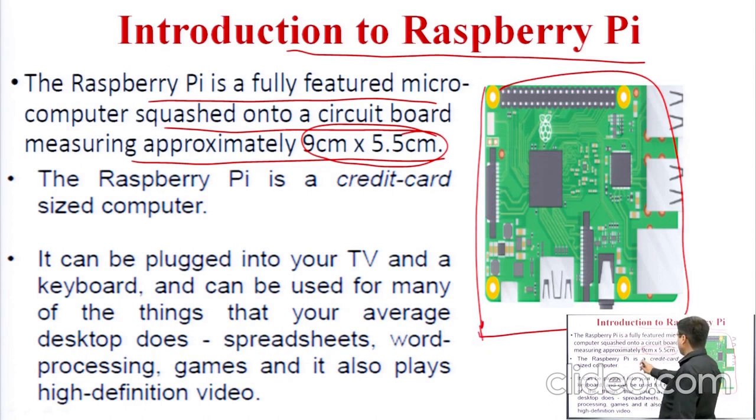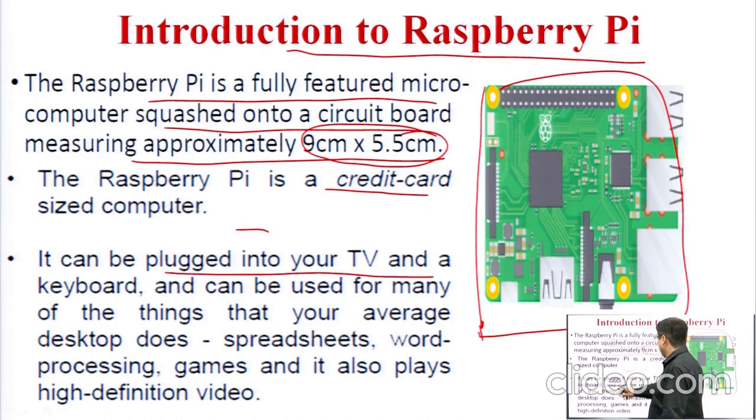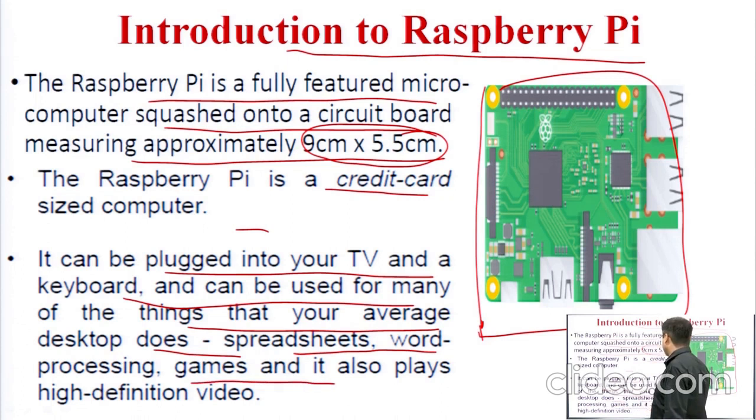So, Raspberry Pi is a credit card size computer. It is very small in size, and it can be used in a variety of applications. It can be plugged into your TV and a keyboard, and can be used for many of the things that your average desktop does. Okay, spreadsheets, word processing, games, workstation, and it also plays high definition video.